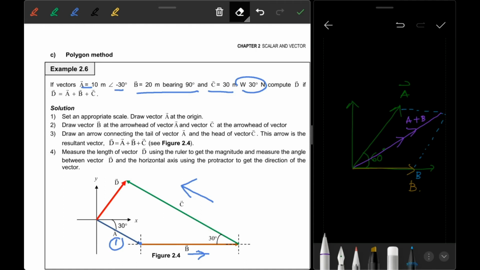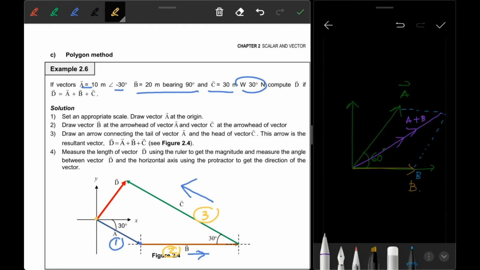Alright. So here, okay. After you draw in this direction, the resultant will be, if you look at here, this one. Look at the first vector. This is the second vector, third vector, and then the resultant will be, look at the first vector, the tail of the first vector.